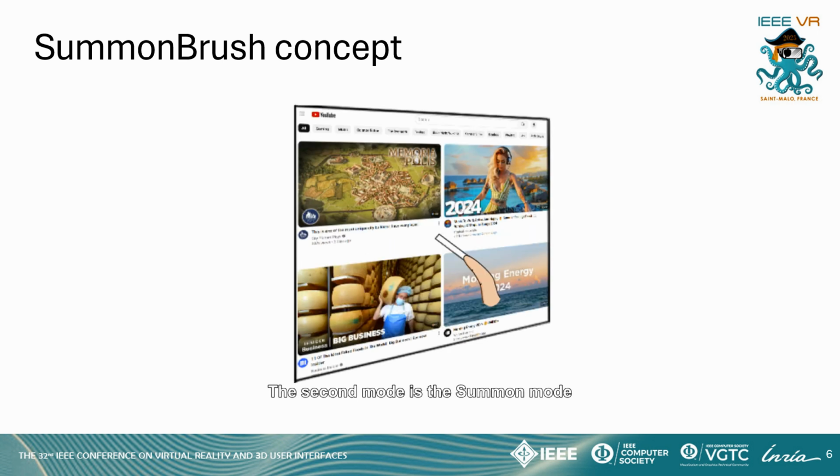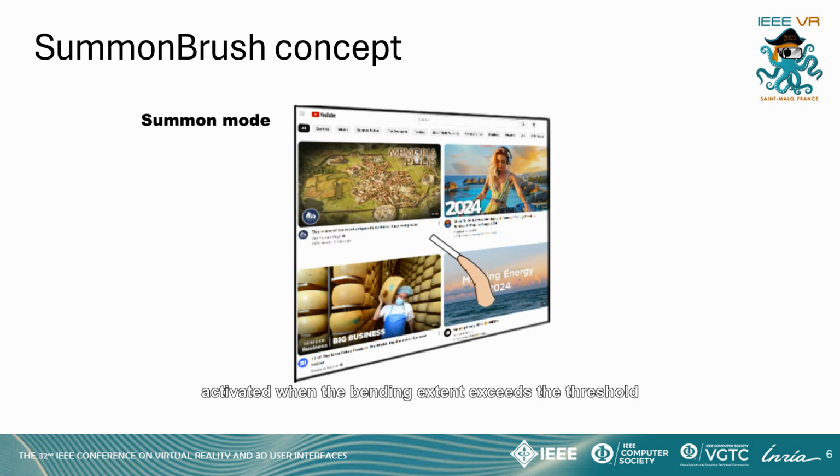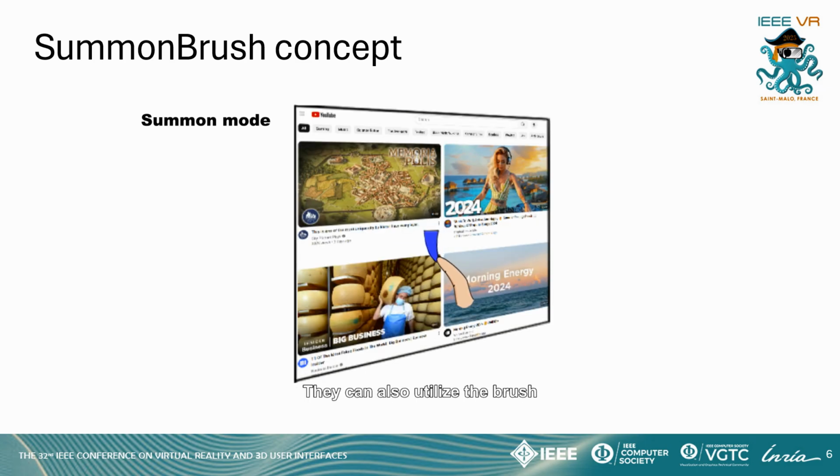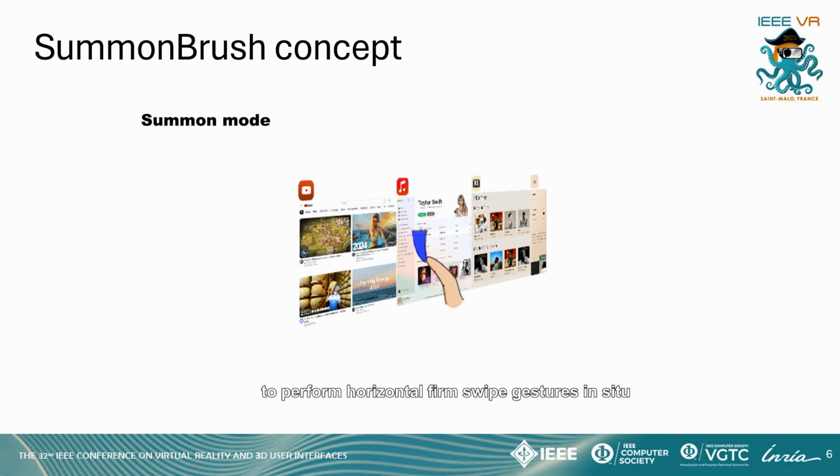The second mode is the summon mode, activated when the bending extent exceeds the threshold, which is visually represented by the ink fully filling the brush, indicating that the brush has been pressed firmly enough. In summon mode, users can utilize the brush to execute vertical firm swipe gestures in situ to summon windows hidden in off-screen areas. They can also utilize the brush to perform horizontal firm swipe gestures in situ to summon the thumbnail list of background applications.